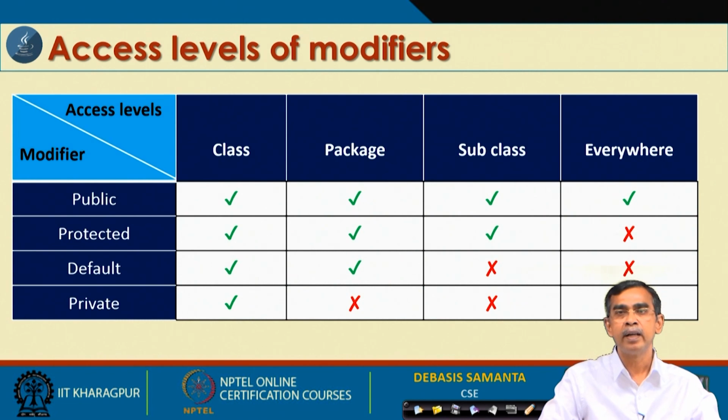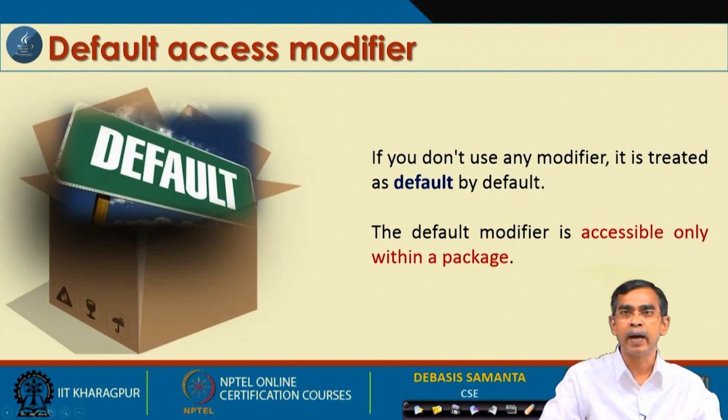So, I suggest you remember this table; it is a very informative table. It gives you the whole summary of the different modifiers. Now, let us have a quick look over the different modifiers one by one. First, we shall discuss the default access modifier.